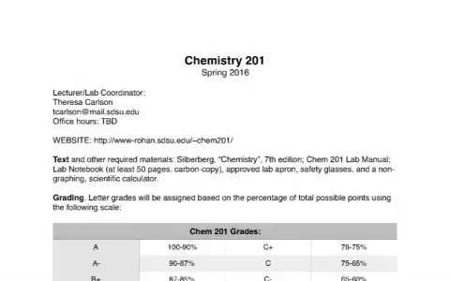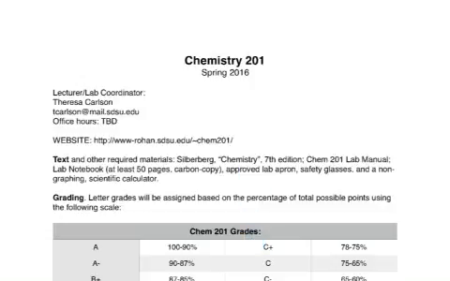The text you'll be using is the Silberberg Chemistry 7th edition, and the Chem 201 manual as well, with the lab notebook. You need to make sure you have the Chem 201 lab manual from Tina and George. You will need to purchase the lab notebook, and this book was given to you last semester in Chem 200. Again, you need to have your lab apron, safety glasses, and non-graphing scientific calculator.